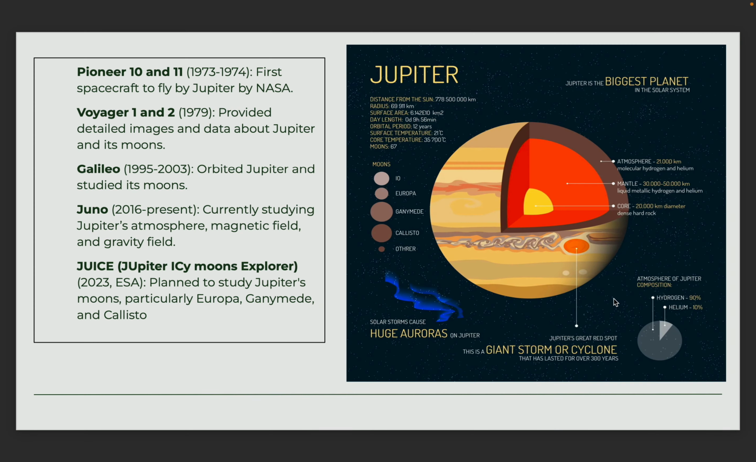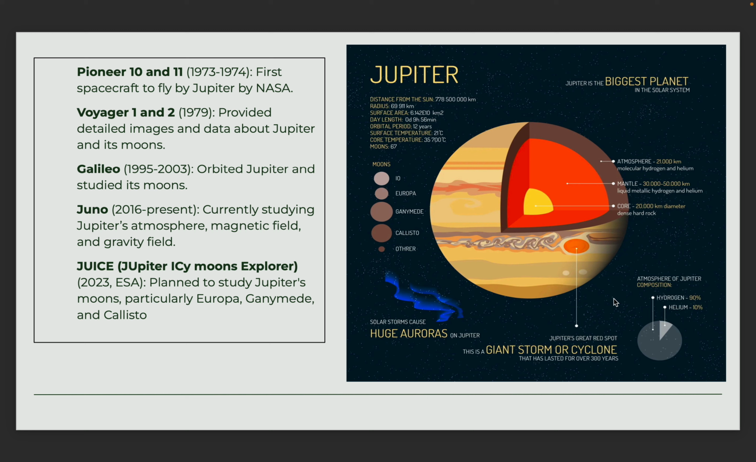Sorry for the inconvenience. The first mission to Jupiter was Pioneer 10 and 11. This was a flyby mission by NASA. In 1979, Voyager 1 and 2 were sent, and they provided detailed images and data about Jupiter's atmosphere, its surface, and Jupiter's moons.